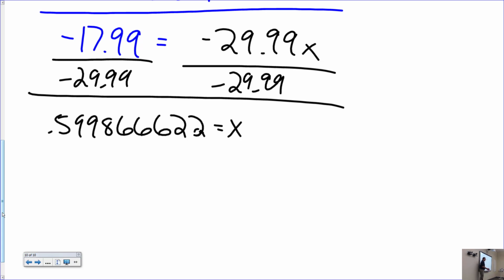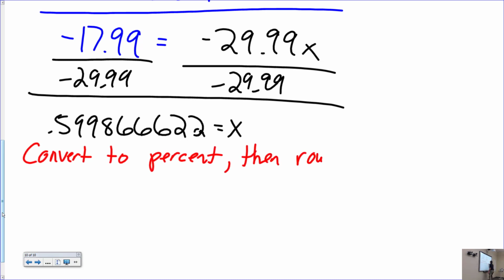But 60%, folks, is rounded to the nearest 1%, right? I wanted you to go to the hundredths of a percent. Before you round, you must convert to a percent, okay? So this bears writing in red: convert to percent, then round. So if you are calculating a percent, folks, you are going to get the number as a decimal. Convert it to a percent first. That's what it is as a percent, right?